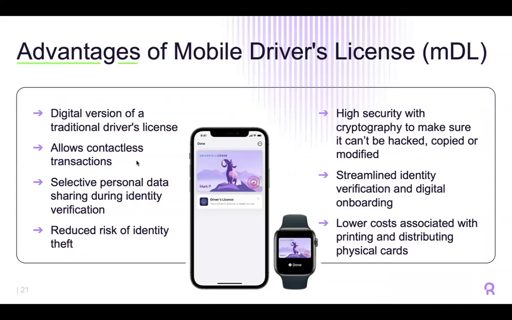A mobile driver license is a digital version of a traditional driver license. It can be stored on a smartphone or other mobile device. MDLs offer several benefits over traditional physical driver licenses. First of all, it's a digital version of the traditional driver license. It allows contactless transactions and selective personal data sharing during identity verification. Also, it reduces the risk of identity theft.